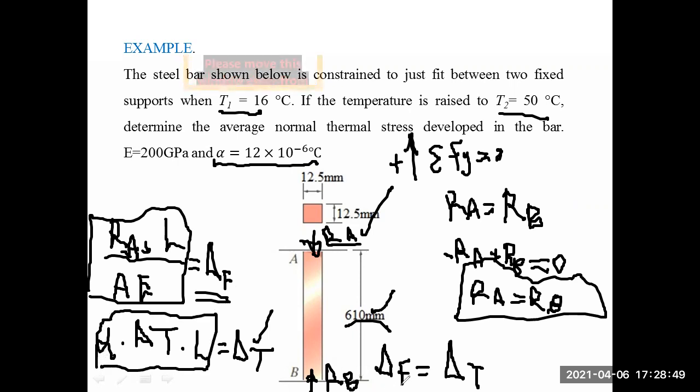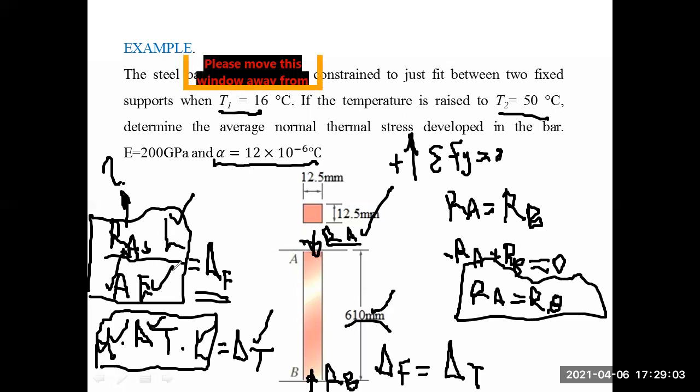When I equate these two formulas with each other, I have alpha, I have delta T, I have L. I don't have the force, that is what I'm looking for. I have the original length, I have A, I have the modulus of elasticity, so I can get RA. How about RB? RB and RA are equal to each other, it's no problem. As soon as you get RA, you will know how much RB is. So you're going to get the normal stress. Normal stress would be equal to RA over the area of the cross section.